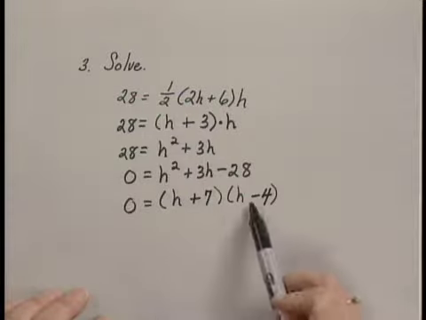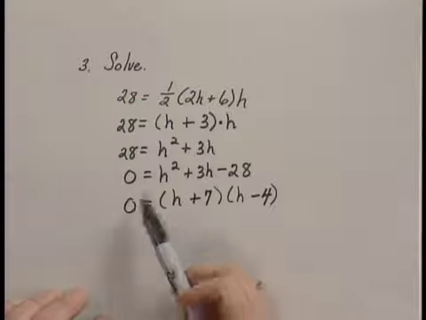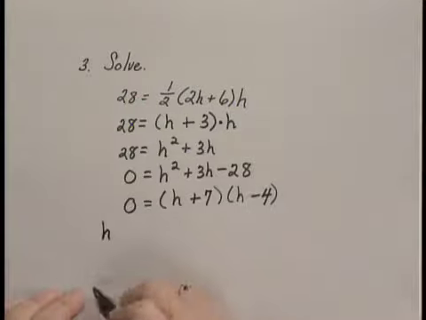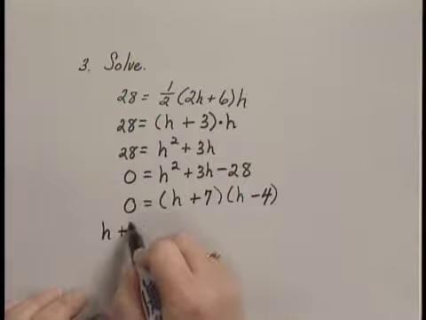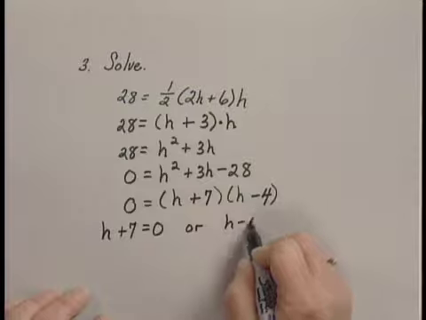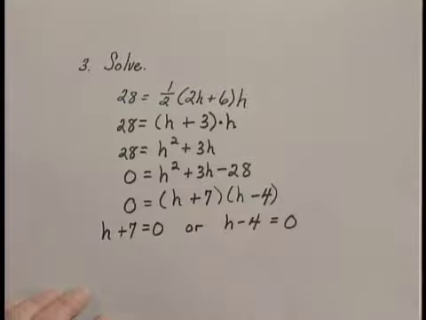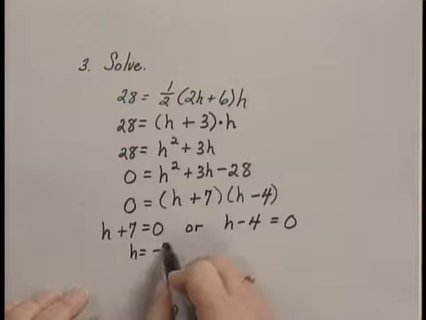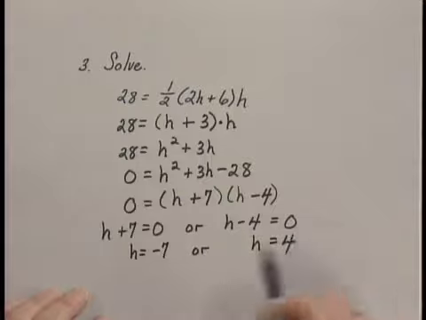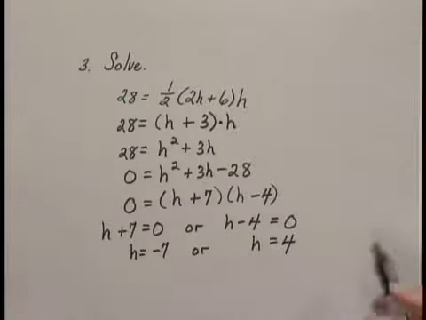Now I have a product at 0, so I can set each factor equal to 0. Using the principle of zero products, I have h plus 7 equals 0, or h minus 4 equals 0. Subtracting 7 from both sides here, I get h equals negative 7, or adding 4 here on both sides, I get h equals 4. Now I'm ready for my next step, and that is to check.